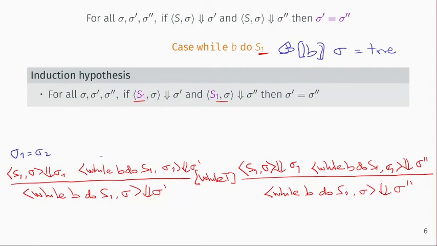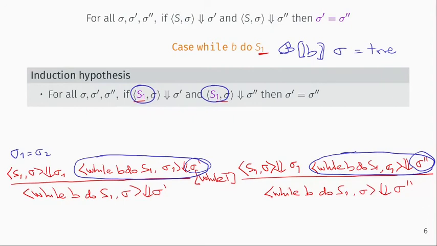And now let's focus on this judgment and also on this judgment. We have the same statement, the same initial state. So one will say, well, let's apply the induction hypothesis so that sigma prime is going to be equal to sigma second, and we are done. Well, that's wrong. The induction hypothesis refers to S1, which is a subcomponent of the while loop. But here we cannot apply the induction hypothesis to anything else. So it must be applied only when the statement is S1.